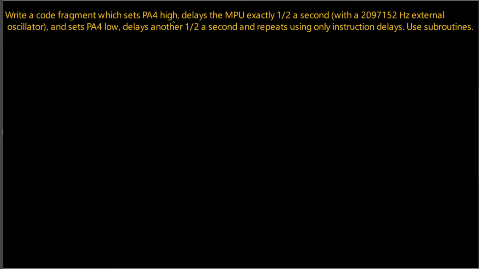A code fragment which sets PA4 high, delays the MPU exactly half a second with a 2,097,152 Hz external oscillator, sets PA4 low, delays another half a second, and repeats, using only intersecond delays. Use subroutines. Okay, here they have provided that the external is 2,097,152. Write that one down.